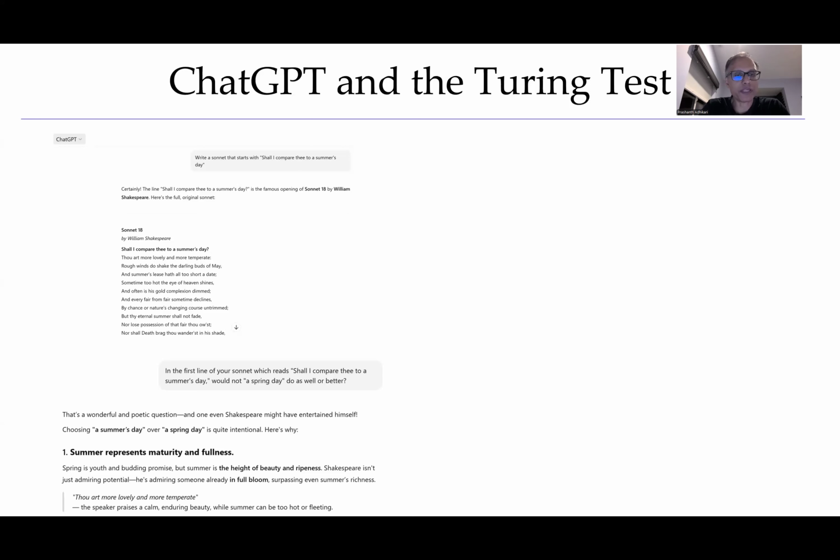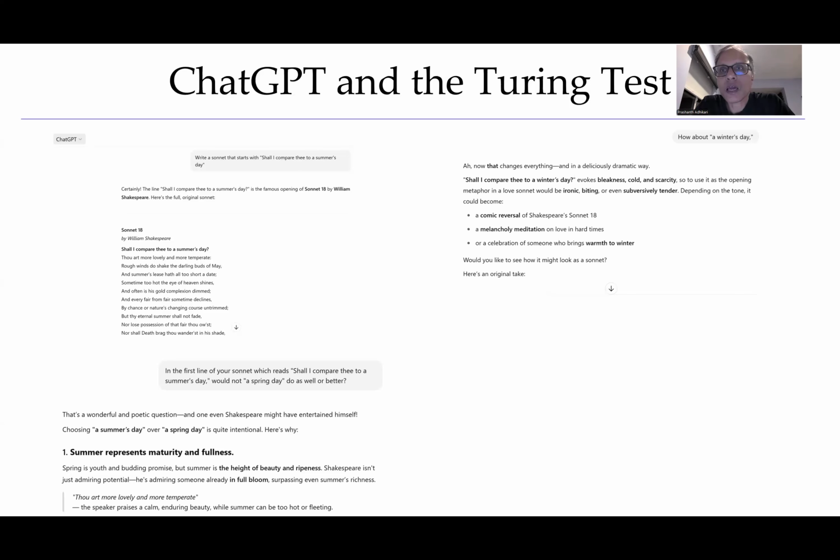And ChatGPT then goes on to explain what summer represents. It represents maturity and fullness and height of beauty and ripeness. And it gives me this whole explanation about why a summer's day is better than a spring day. Okay. So then I ask, how about a winter's day? To which ChatGPT says, now that changes everything.